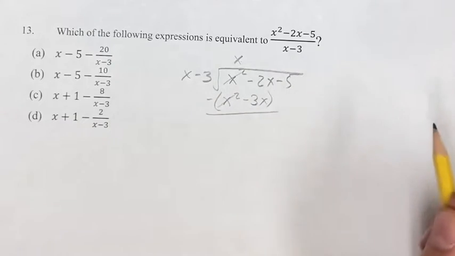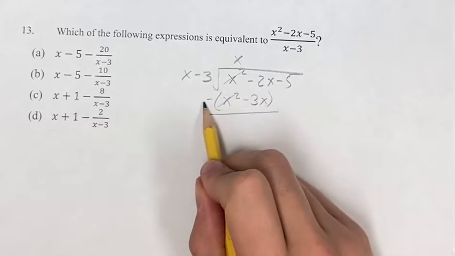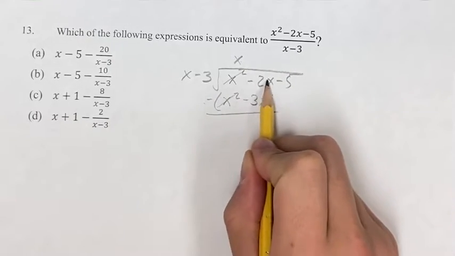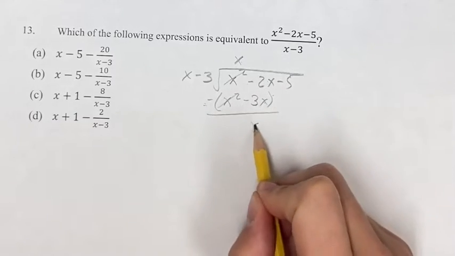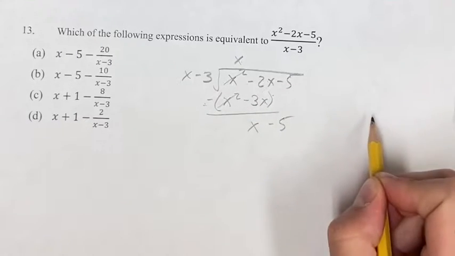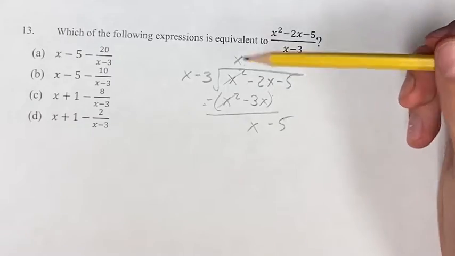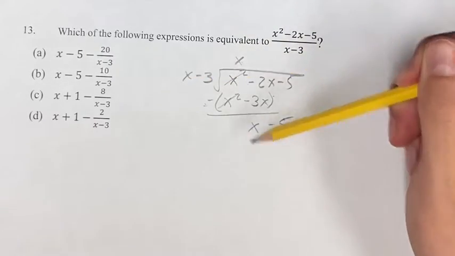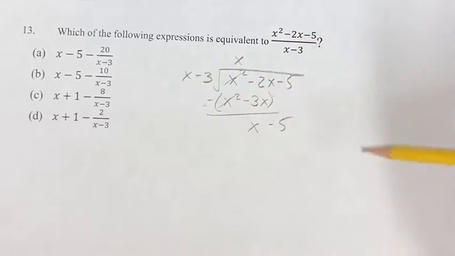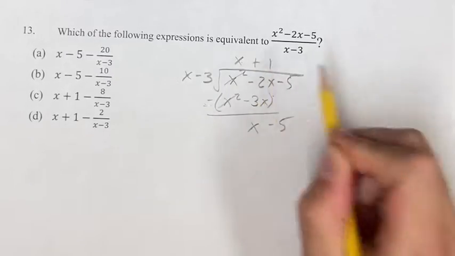These cancel, which is good. You get negative 2x minus negative 3x. So negative 2x plus 3x is x minus 5. Now we repeat the process. How many times does x go into x? Well, how many times does something go into itself? It goes into itself one time, so plus 1.